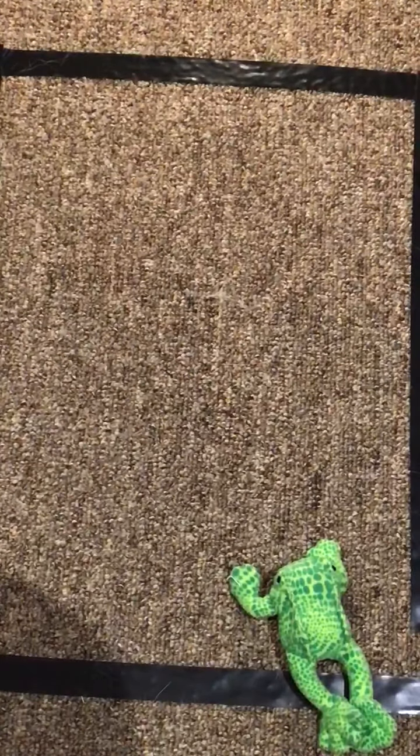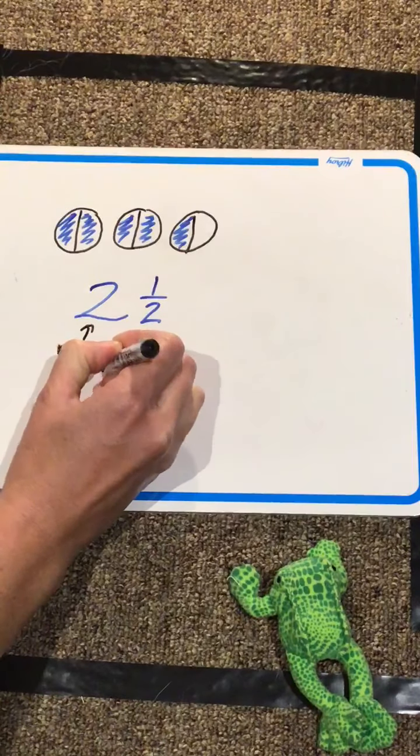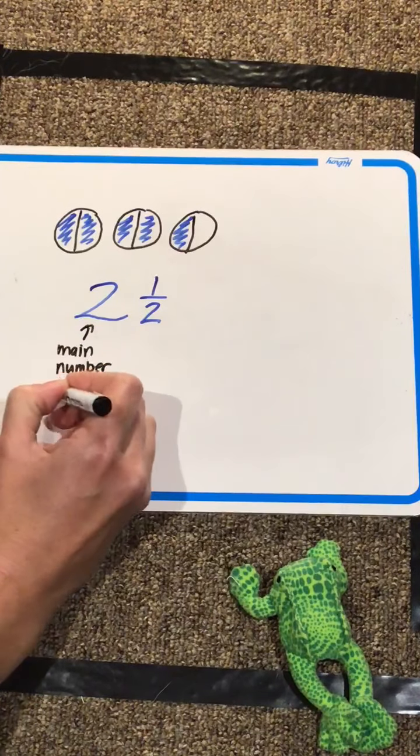So we've got a main number, which is equal to the number of whole pies, or chocolate bars, or cakes, and we've got the fraction, which represents the extra fraction.